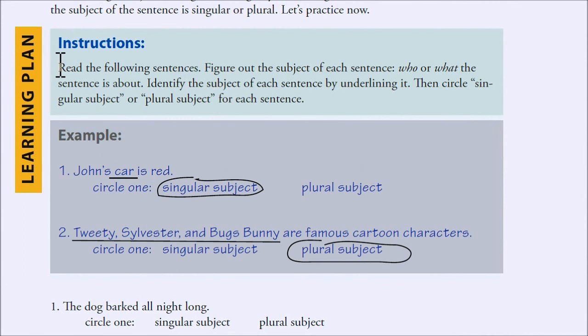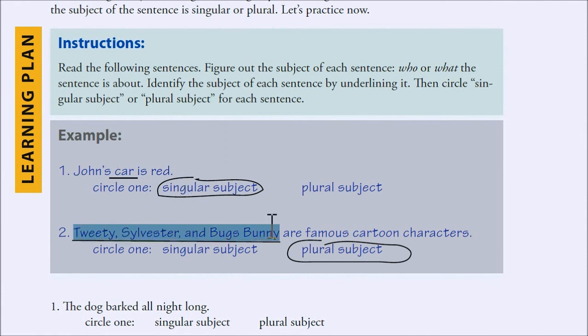And here we have some examples. You're gonna follow these instructions, read the sentences, figure out the subject, and then circle whether it's singular or plural. "John's car is red." What is this sentence about? The sentence is about a car, not John. It's not about John. It's about John's car. Okay, so it's a singular subject.